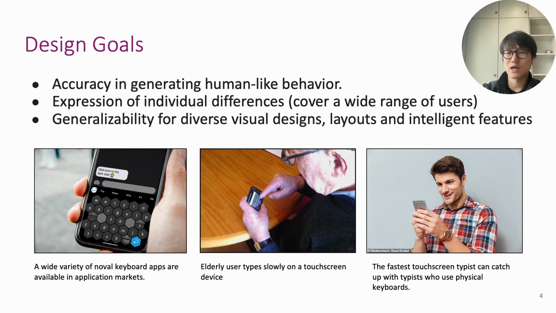In this model, we have three design goals: the accuracy of the simulation, covering as many individual level differences as possible, and generalizing the model to diverse keyboard designs. For example, we want the model to evaluate typing performance on novel keyboards in the application market, and to simulate how users with low cognitive ability, like elderly people, type.